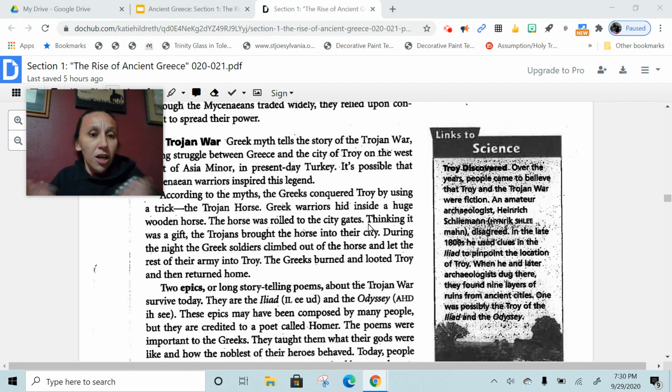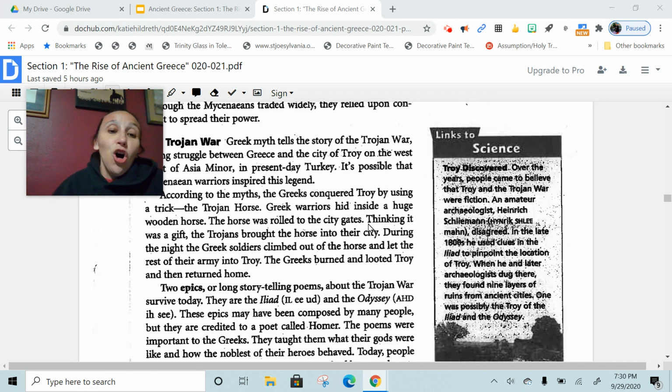Why wouldn't they, right? During the night, though, the Greek soldiers climbed out of the horse and let the rest of their army into Troy. Wouldn't do that again, right? The Greeks burned and looted Troy and then returned home. So, what happened after this, right?